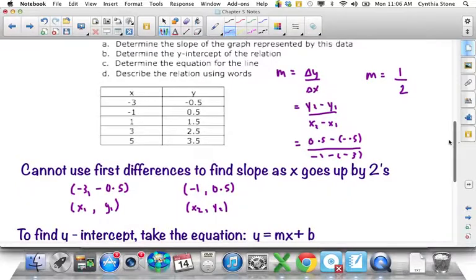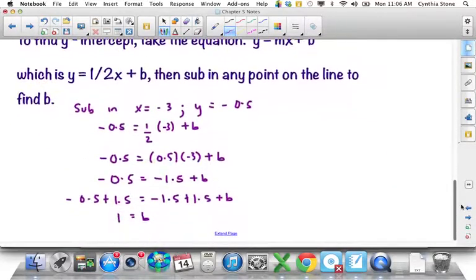All right, now let's find the equation for the line. Well, that's easy. Part C is finding the equation. Once you know m, y equals 1/2, which is our m, x plus 1, because you add b.